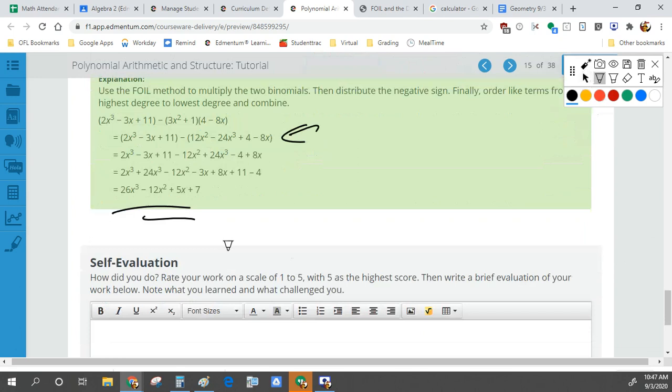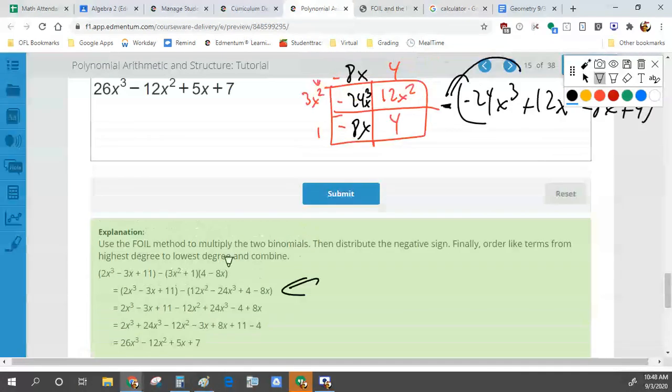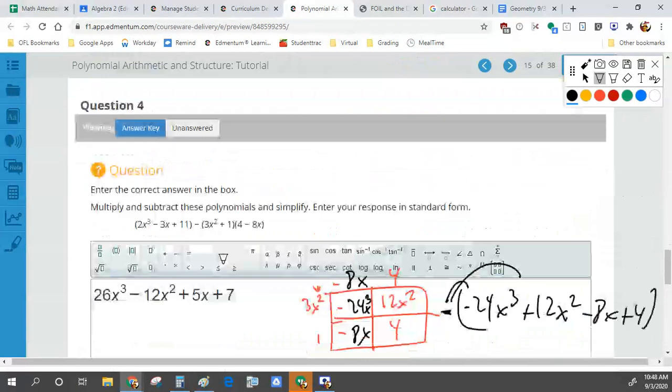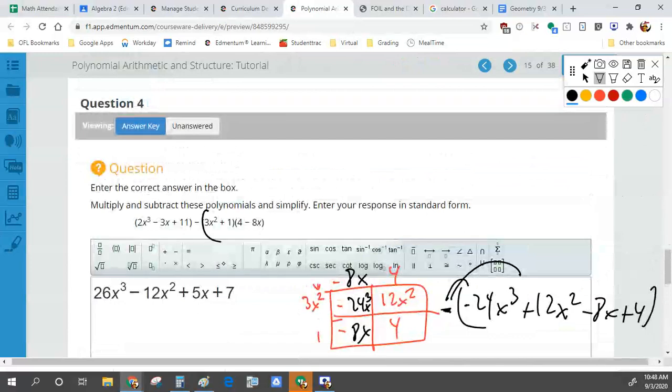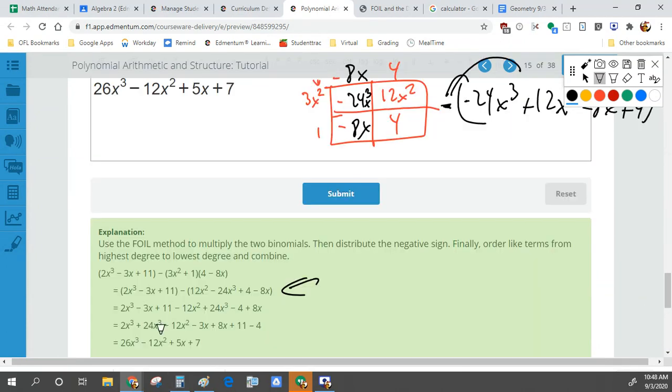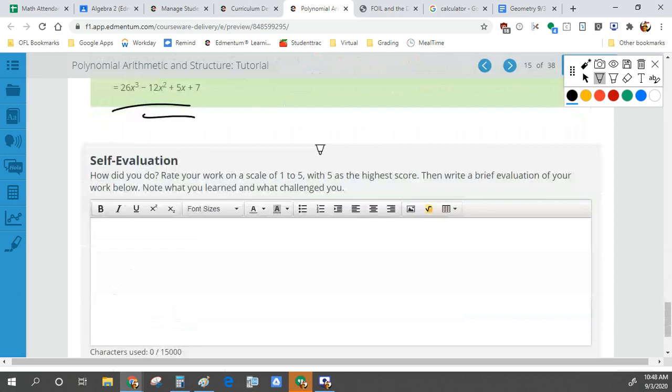So that's how we would do the box method. Then we would combine our terms the same way we normally would. So the difference here is, you always have to do your multiplication first. So you're going to have to do your box method first, then distribute your negative, and then you can combine your like terms.